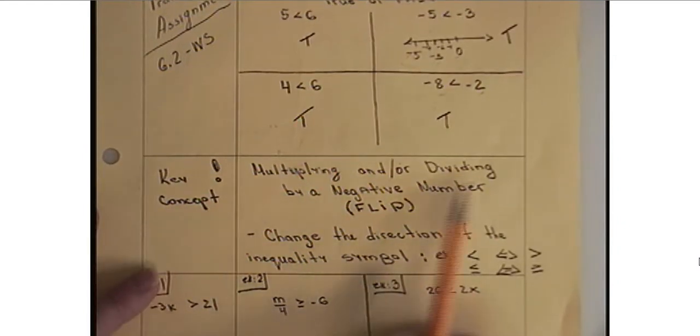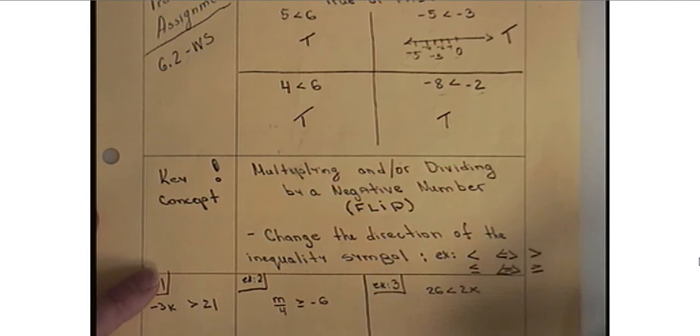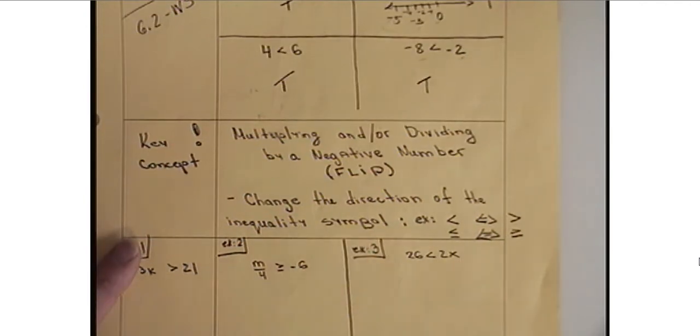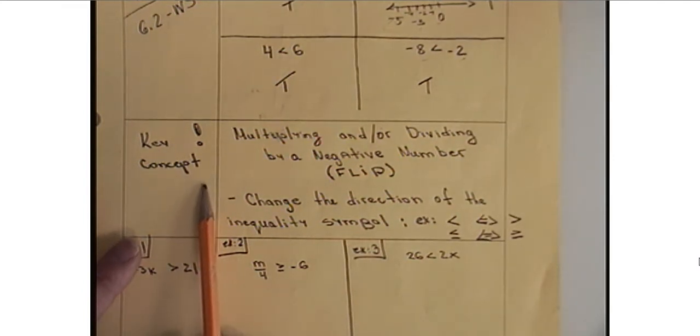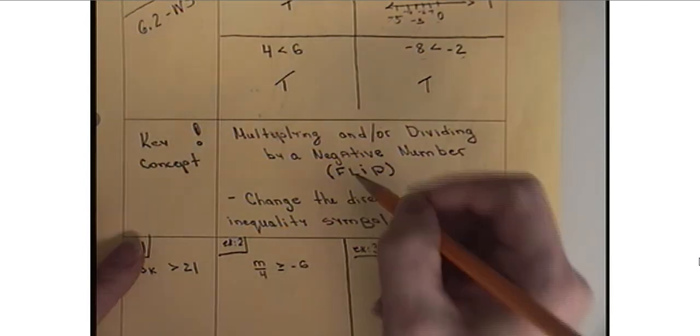Okay, key concept. For multiplying and dividing by a negative number, we need to remember to flip the inequality symbol. This is a really important key concept, and we did mention that before, but again, I want you to be very careful because some of the questions could be a little bit tricky. Only when you're multiplying or dividing by a negative number do you flip the inequality symbol. This is the only case. Again, change the direction of the inequality symbol.